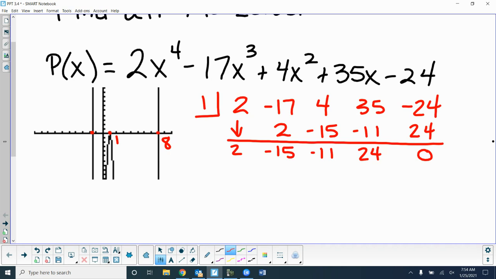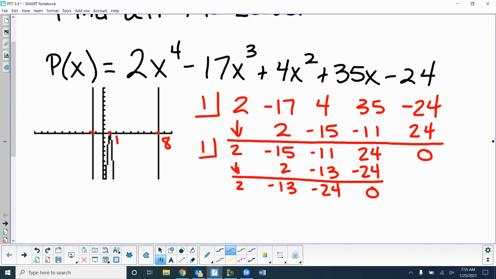Now, since it bounced, we're thinking 1 works again, right? So I'm going to use 1 again, Connor. Come back to me, don't zone out already. 1 times 2 is 2, I get a negative 13. 1 times negative 13, add those, I get negative 24. 1 times negative 24, I get 0 again. So it did work twice. Okay. Then I'm going to use the 8.